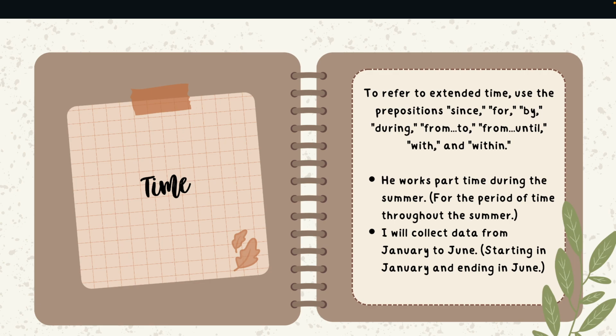Next example would be I will collect data from January to June. So this means that starting in January and ending in June, which is indicated by the preposition from.